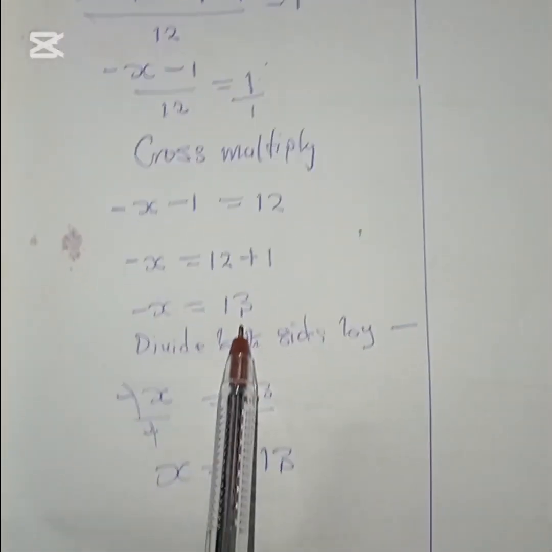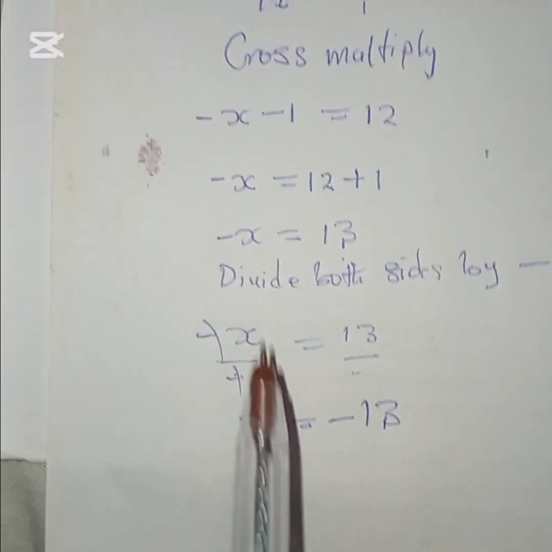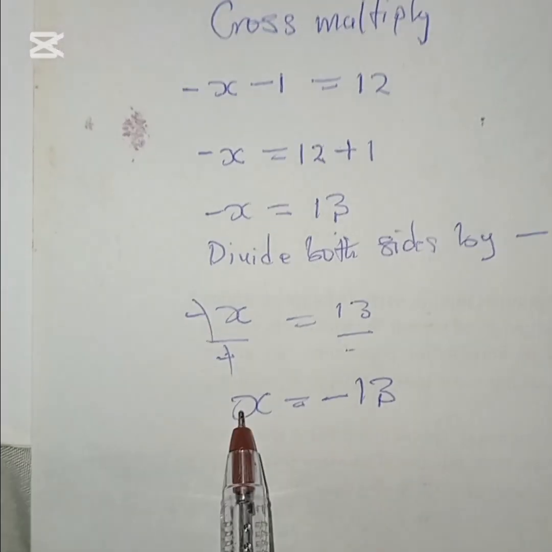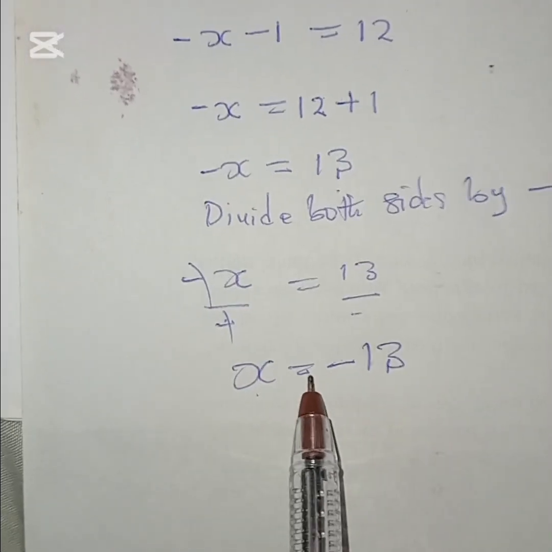13. Now divide both sides by what? Minus, since we are looking for just the value of x. So if you do that, minus will cancel minus and x will stand alone. So the value of x is now minus 13.